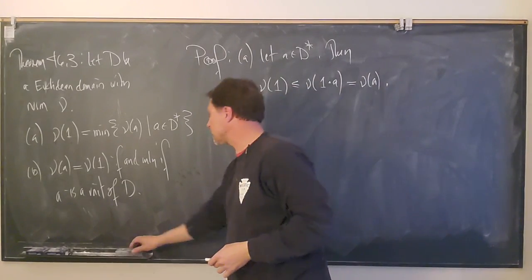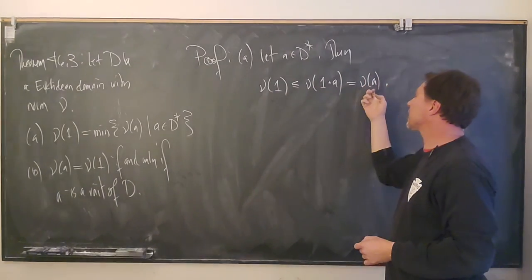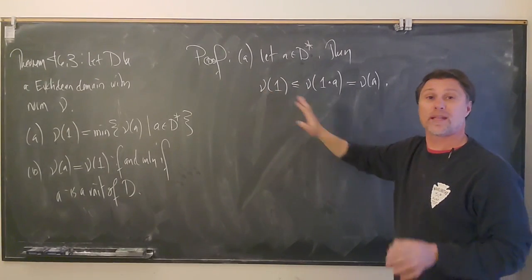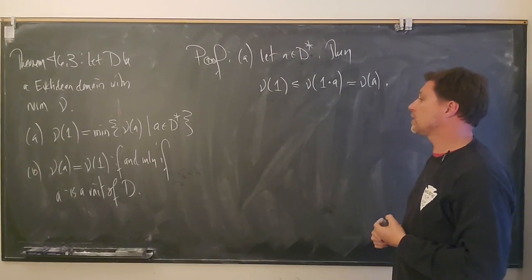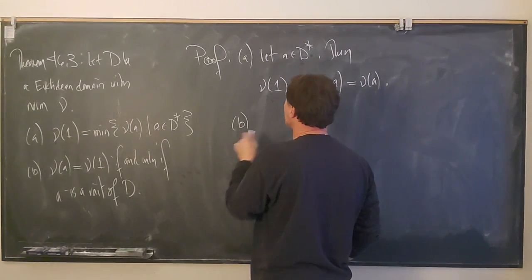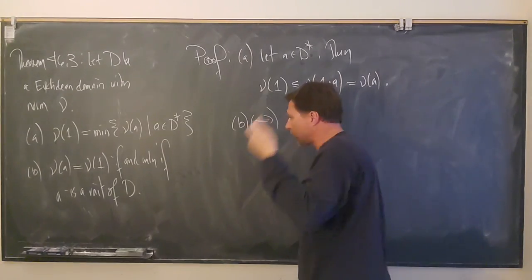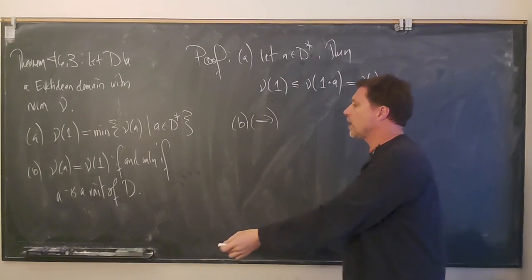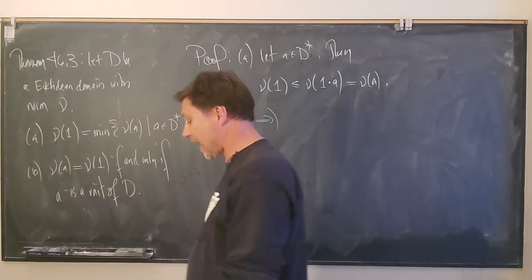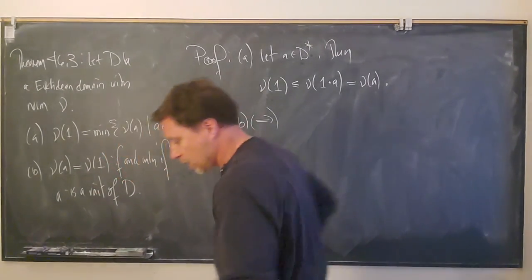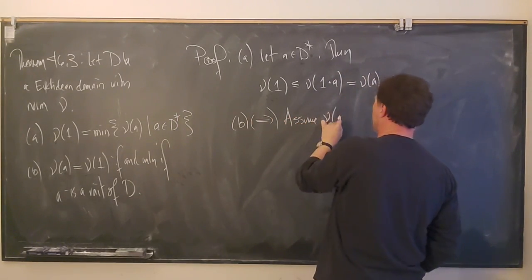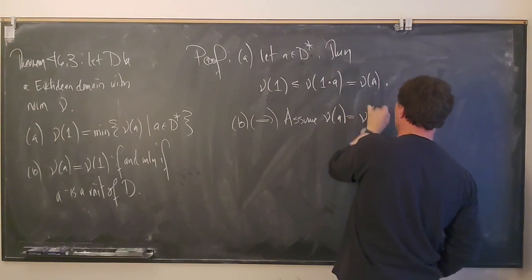So that tells us that the norm of 1 has to be less than or equal to the norm of every other non-zero element in there, which tells us that the norm of 1 is minimal amongst all elements of D star. Okay, so now for the proof of part B, forward direction. Let's assume that the norm of A equals the norm of 1.